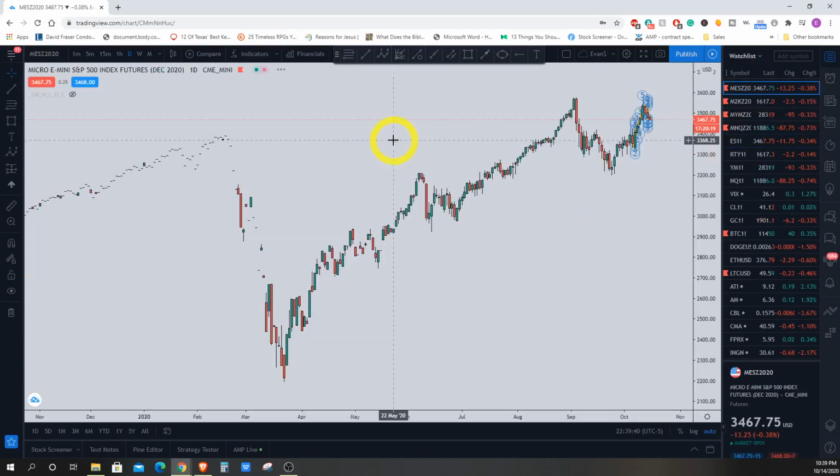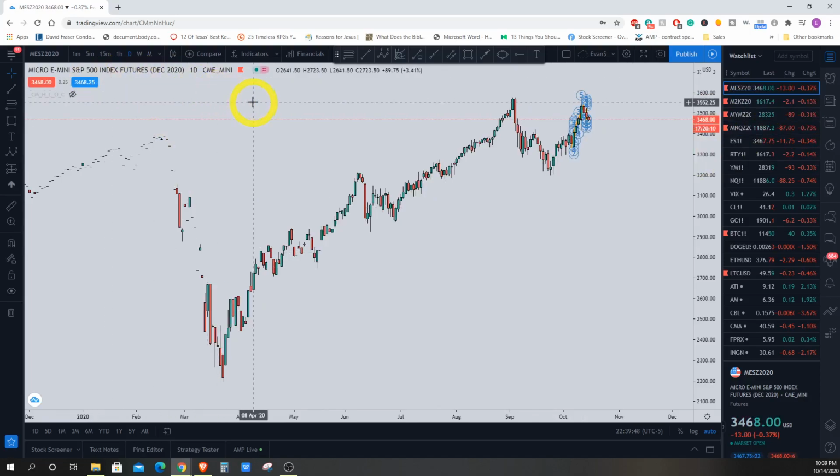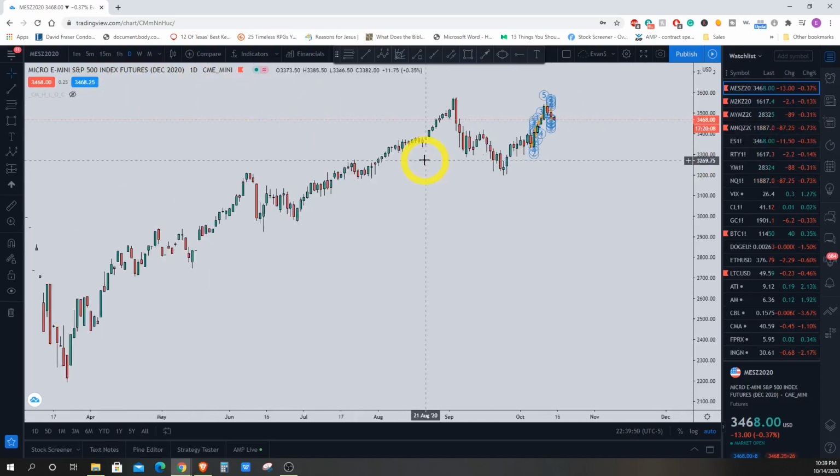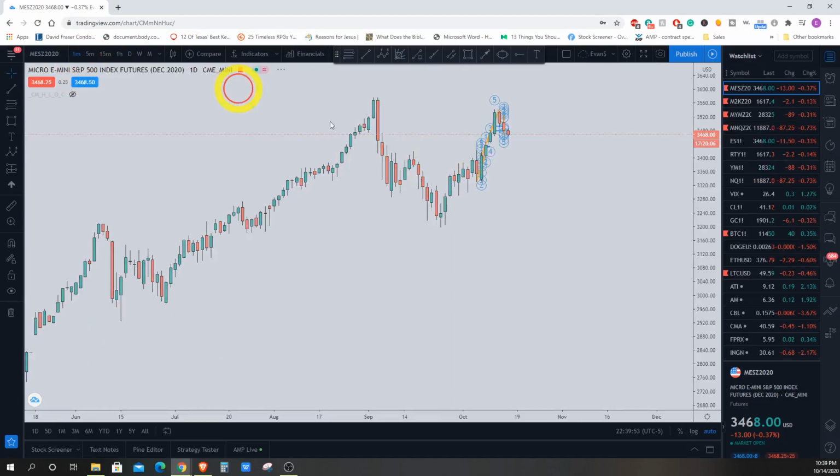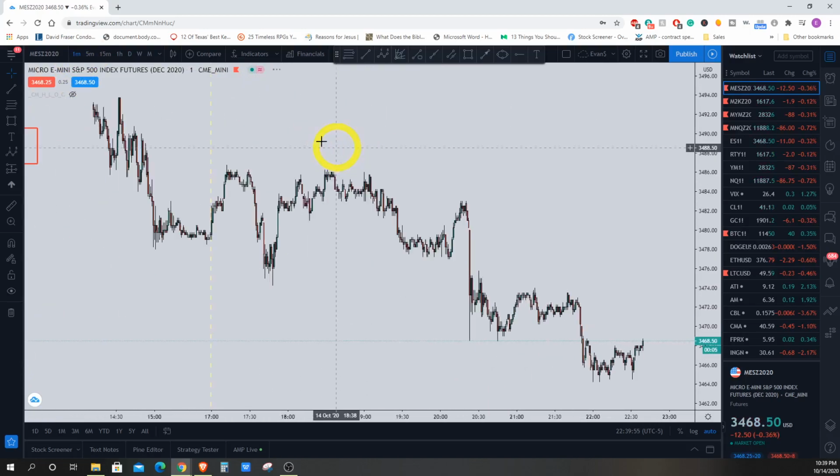Today, I'm going to go over real quickly the S&P 500 and the Dow Jones, maybe the Russell 2000 as well if there's time, but I don't know. Many other people trade that other than me. But anyways, starting off with the S&P 500, the E-mini futures right here.